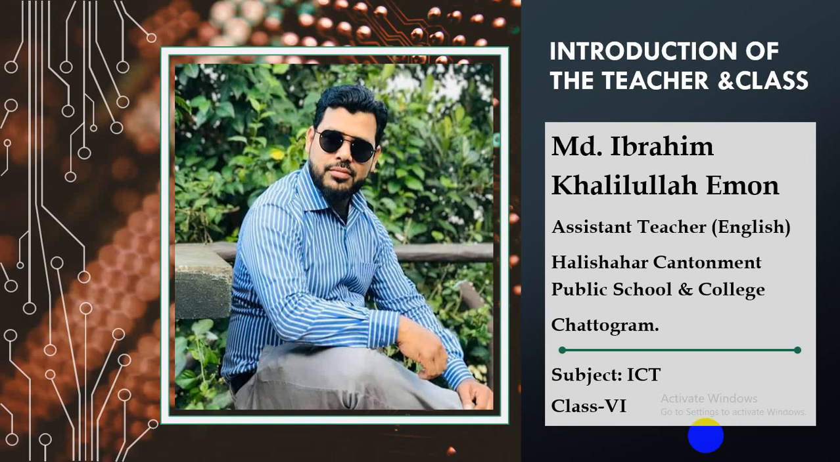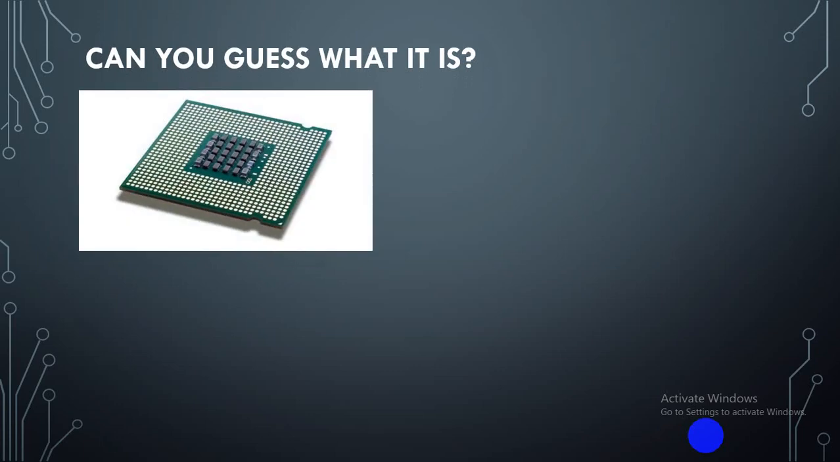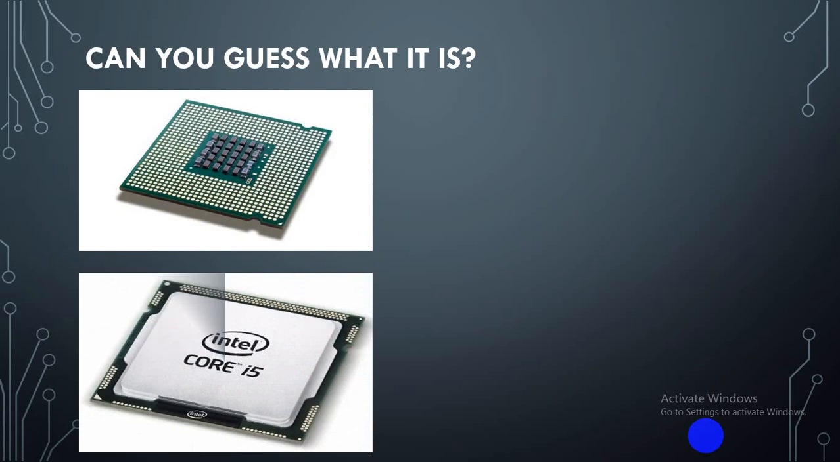So dear student, before starting the topic, can you guess what it is? I think you will understand what the picture is. Can you tell me what the picture is? Okay, this is a processor. And can you tell me what this is? Nice. This is also a processor. So that means these two are processors.